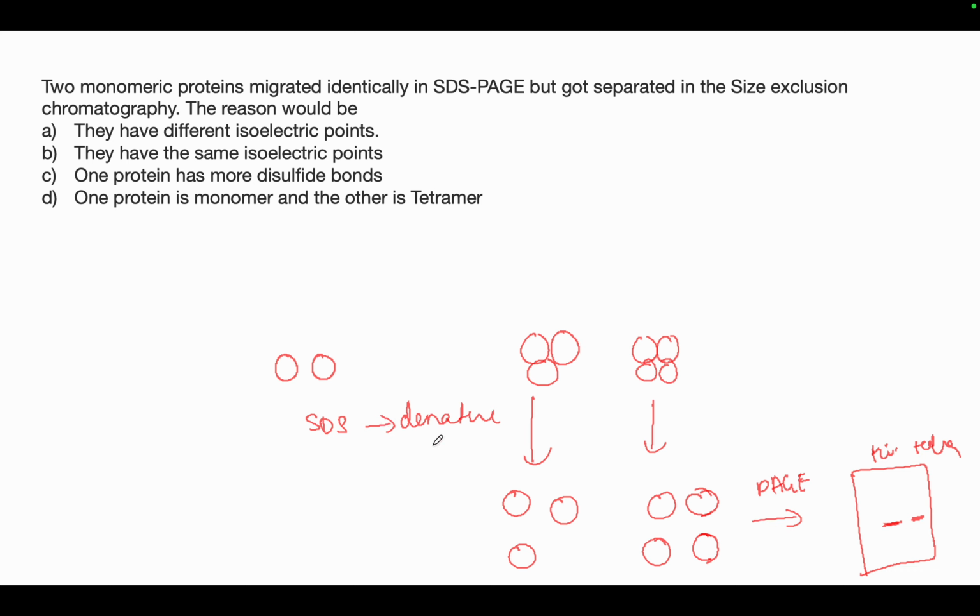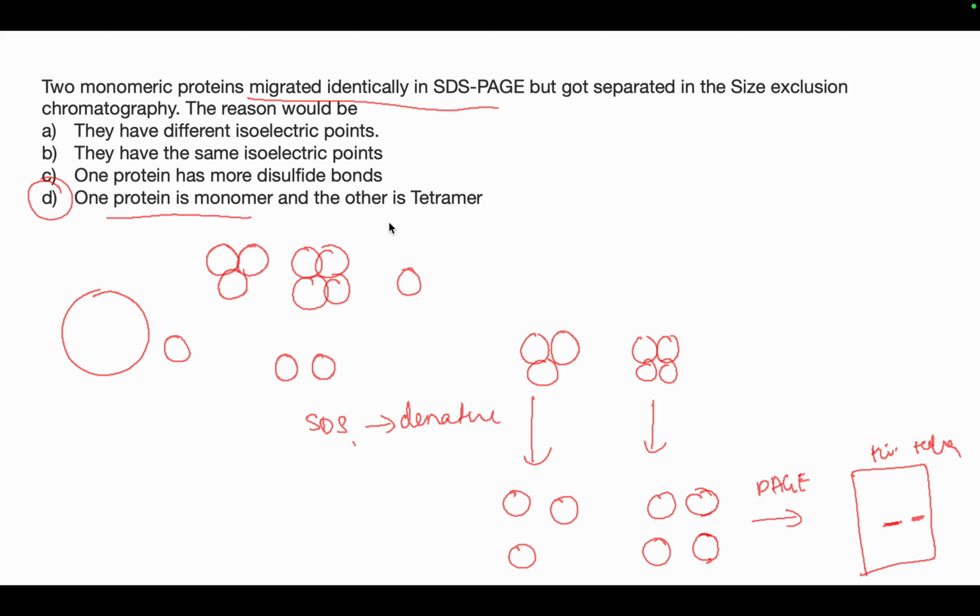Why? Because SDS is a denaturing agent. They will migrate identically on the SDS-PAGE but got separated in the size exclusion chromatography. The reason would be, size exclusion is again based upon size. Even the size can increase if the protein is in the form of a tetramer or a trimer. So the option is D, that one protein is a monomer whereas the other is a tetramer.